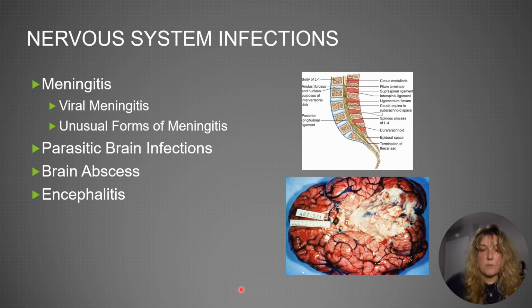You can have a parasitic brain infection or a brain abscess, which is what you're seeing here in the bottom. You're seeing this nasty pus within the brain tissue. And then, of course, you've got encephalitis.